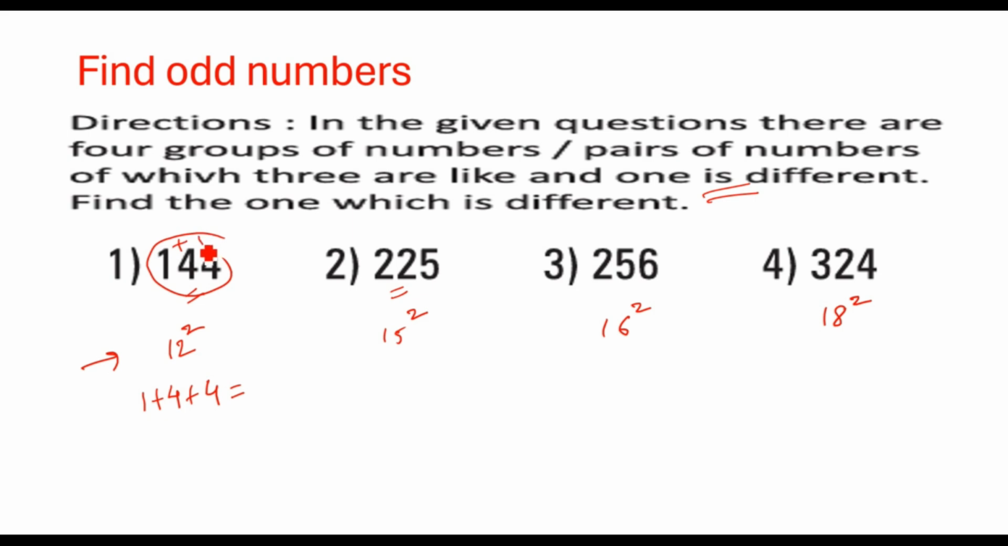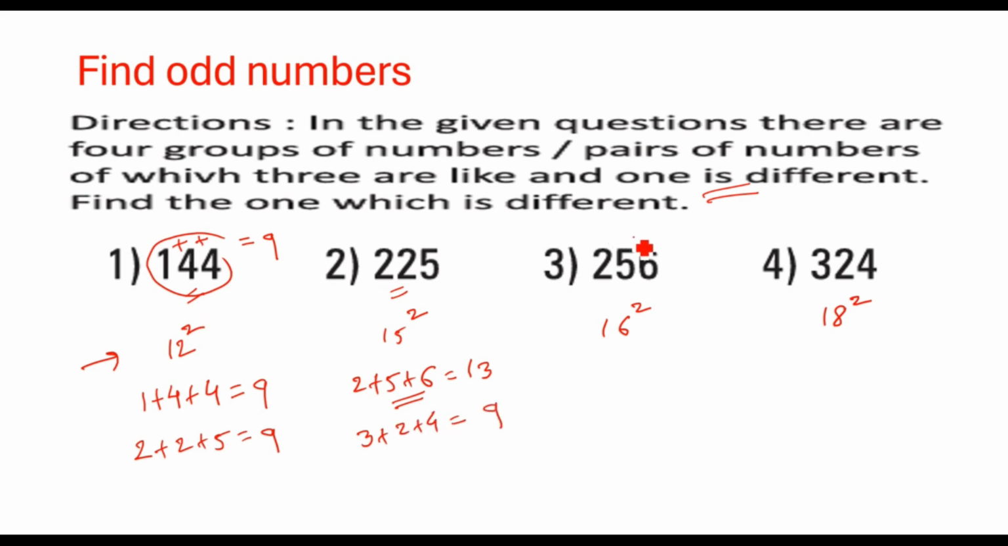I'll add 1 plus 4 plus 4, I will get the answer as 9. So the total is going to be 9. Similarly 225, 2 plus 2 plus 5, here also I am getting the sum as 9. Then 2 plus 5 plus 6, that is 11, and plus 2 is 13. And then 3 plus 2 plus 4, that is 9.